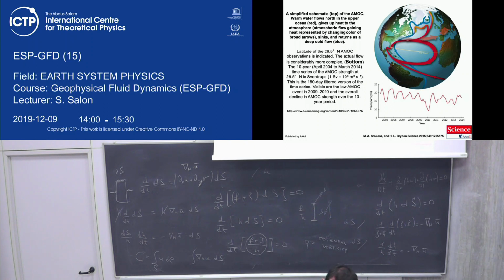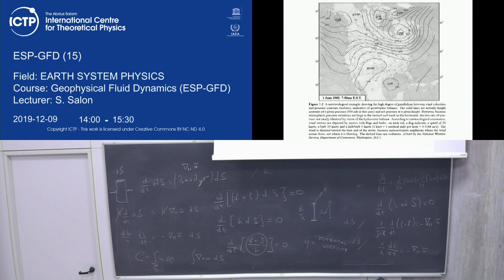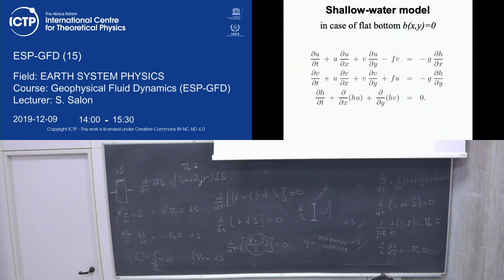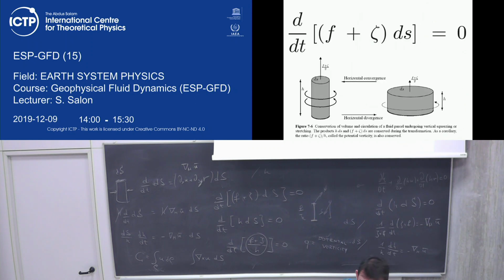So you said the conservation of potential vorticity is the same as Kelvin's circulation theorem? Kelvin's circulation theorem is only the conservation of vorticity flux. Okay, so it's only that one. This is something more. So conservation of potential vorticity is a characteristic of barotropic flow that adds up to Kelvin's theorem.